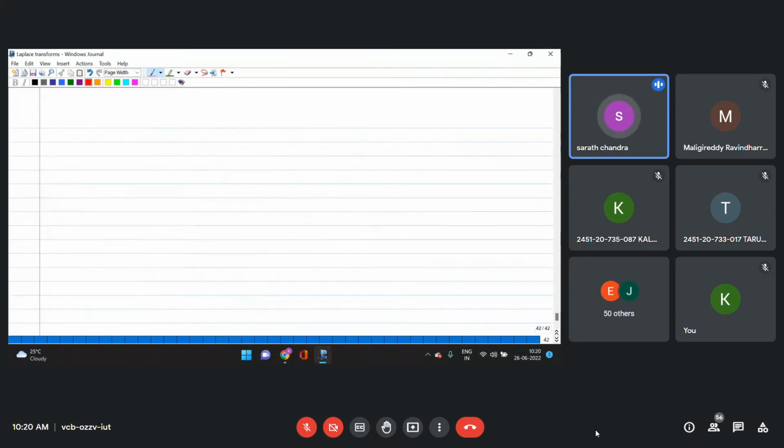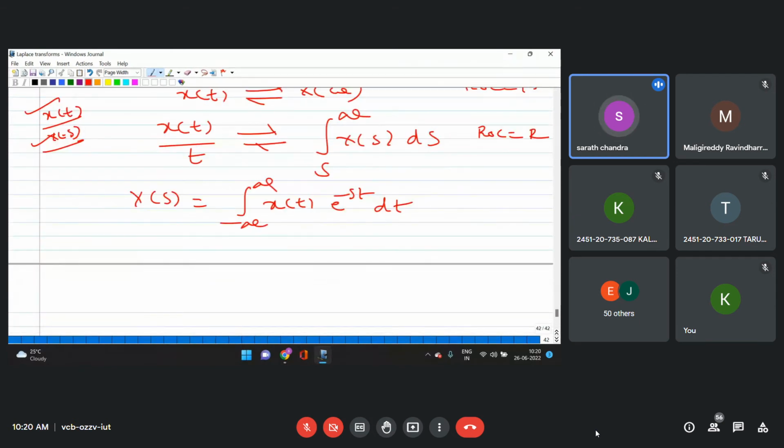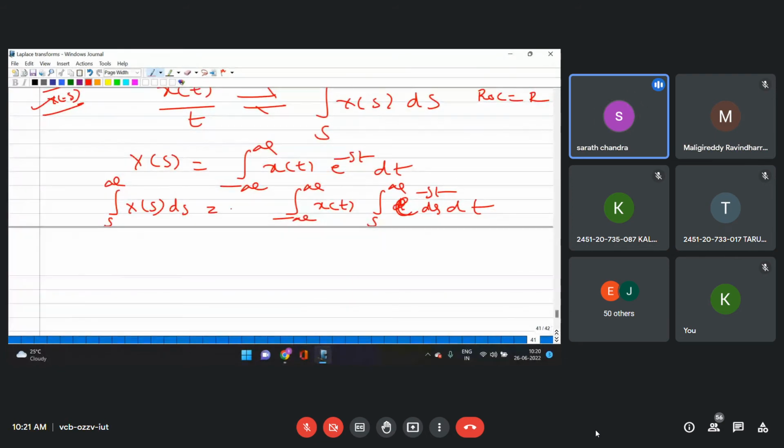So the left hand side is done here, right? So if I integrate both sides from s to infinity, the right hand side equals: I already have the integration here, minus infinity to plus infinity x of t, and now let me integrate only the s term here. So e power minus st dt, of course, ds. All right. So now the left hand side is cleared.